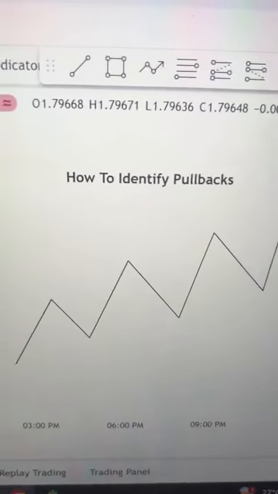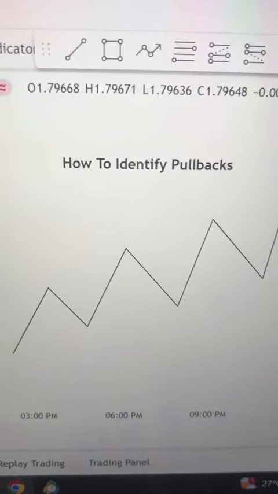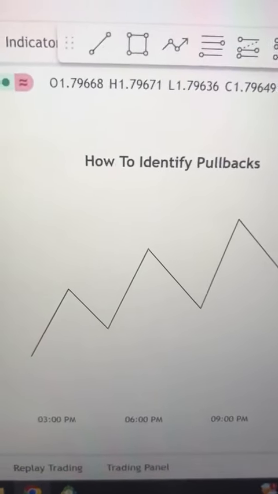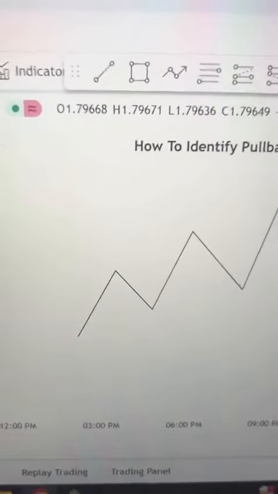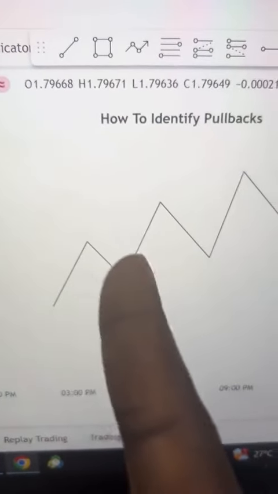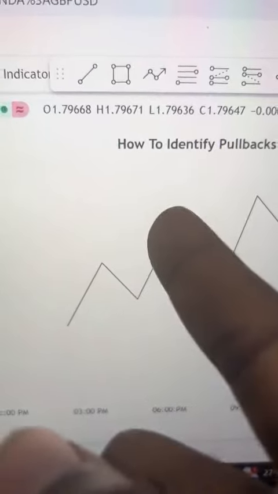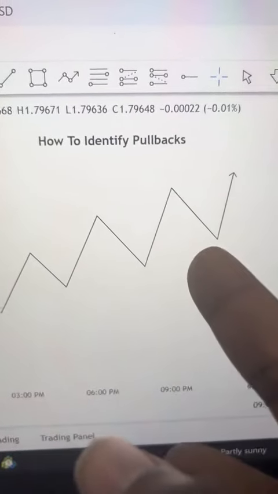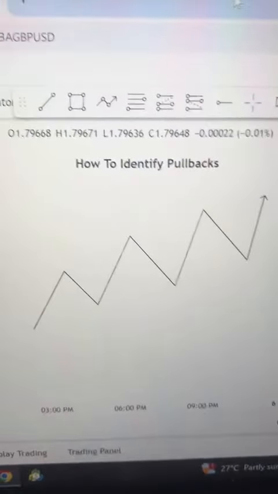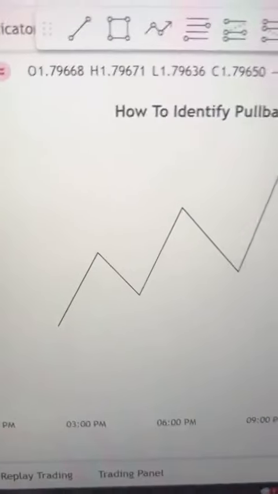How to identify pullbacks in the market, or probably you can call it retracement. Normally when price goes up, it will come down a small bit. We long buy, short sell, long buy, short sell, long buy, short sell. That short sell is what is called a pullback.